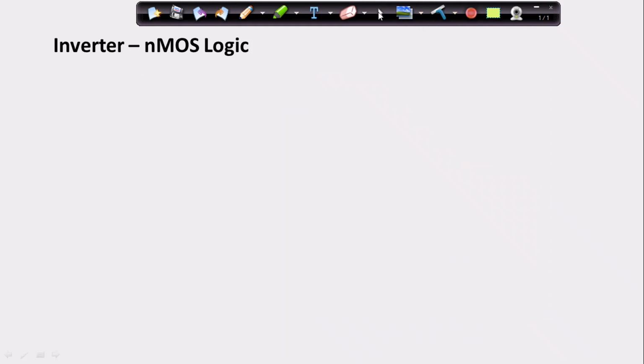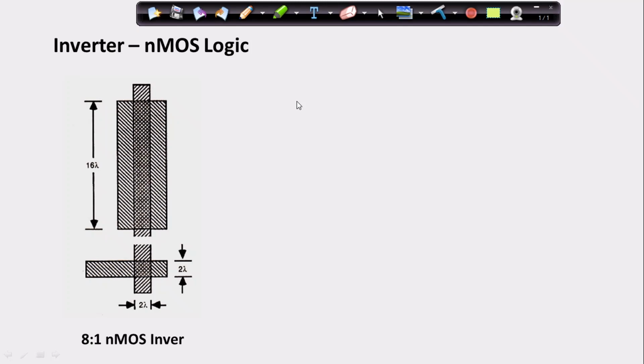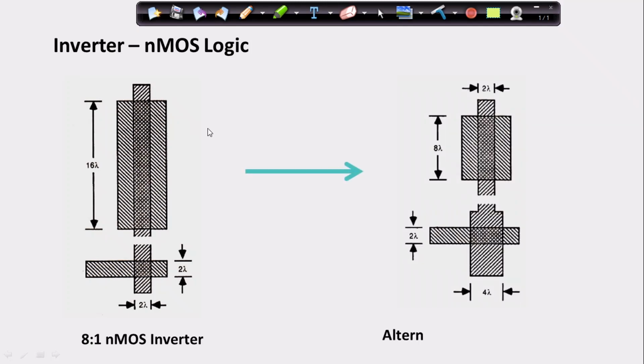Now if you look at this, here you can see the layout of an 8 is to 1 NMOS inverter. If you look at the length of this, it is 16 lambda. And then here there is a polysilicon. This represents my width, so the width is only 2 lambda. And since my pull down region is 1:1, the length and the width are both 2 lambda and 2 lambda.